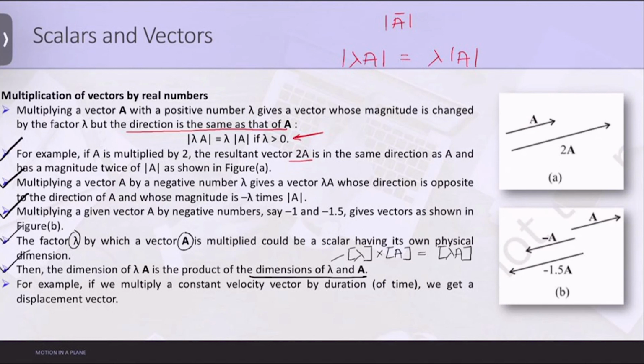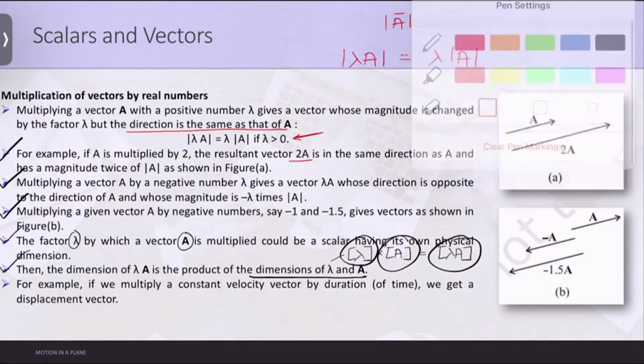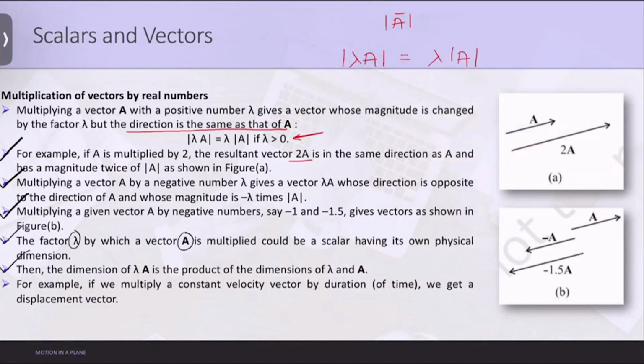So what does this line say? This line basically says that the dimension of lambda a would be nothing but the multiplication of the dimension of lambda into the dimension of a. To understand the dimension concept again, you can just refer to the back lectures of units and measurements. Fine. So this thing is also explained.